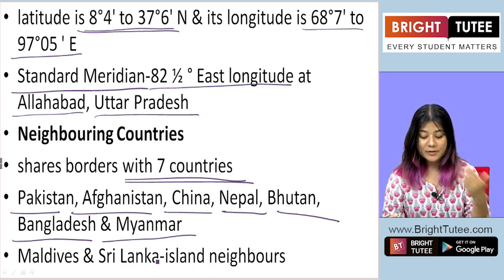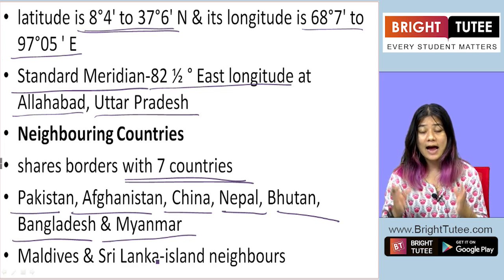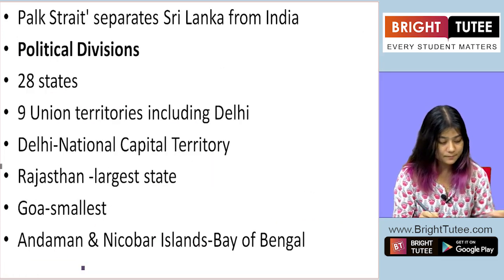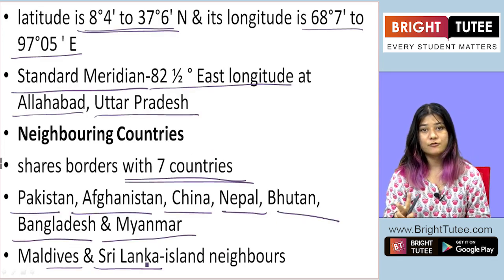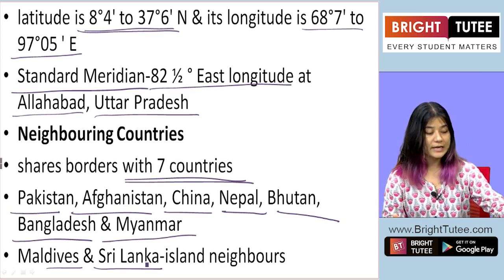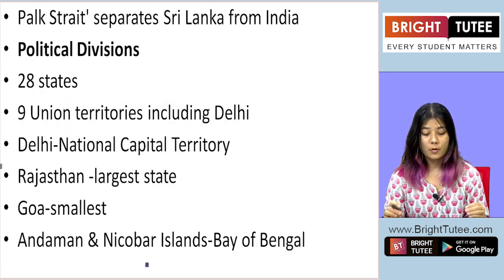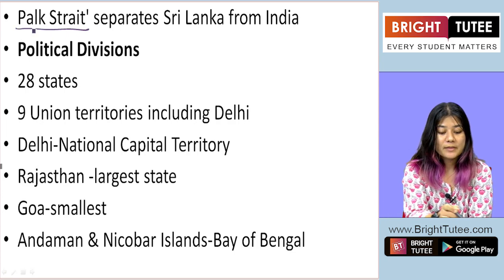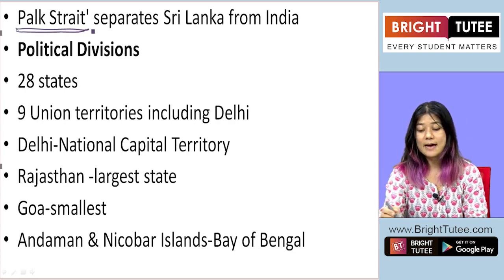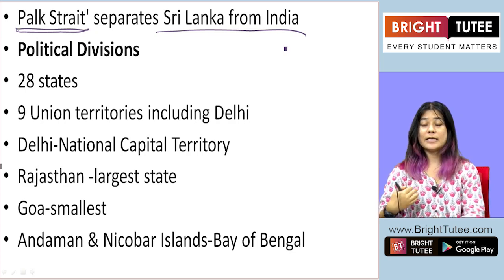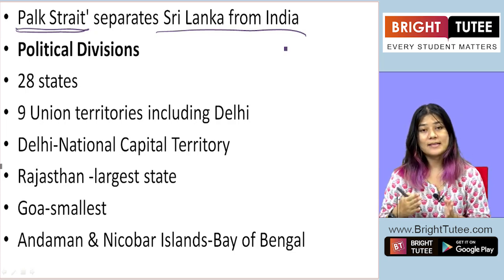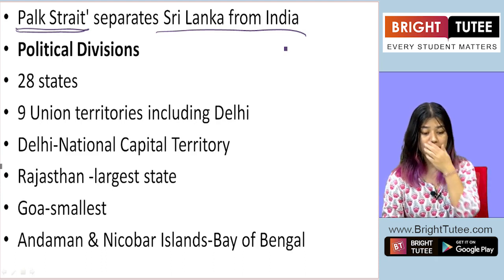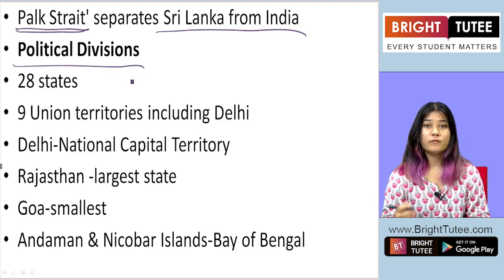So these are the 7 countries that share the border on the northern side. Now on the southern side, it has island countries which are its neighbors: Maldives and Sri Lanka. There's a narrow stretch of water body called Palk Strait. This Palk Strait separates India from Sri Lanka.